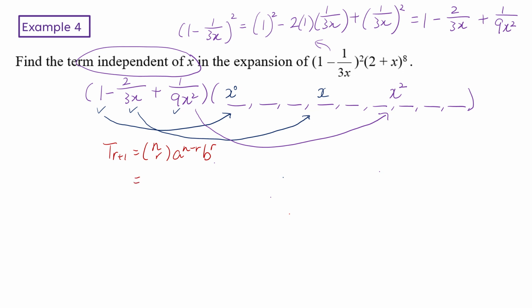Okay, so n is 8, a is 2, b is x to the power r. All right, so I need the x to the power of 0 term. That means I let r be 0. So T1 will be 8C0 times 2 to the power of 8 minus 0 times x to the power of 0. So that gives me 8 shift nCr 0 times 2 to the power of 8 minus 0. So that's 256.